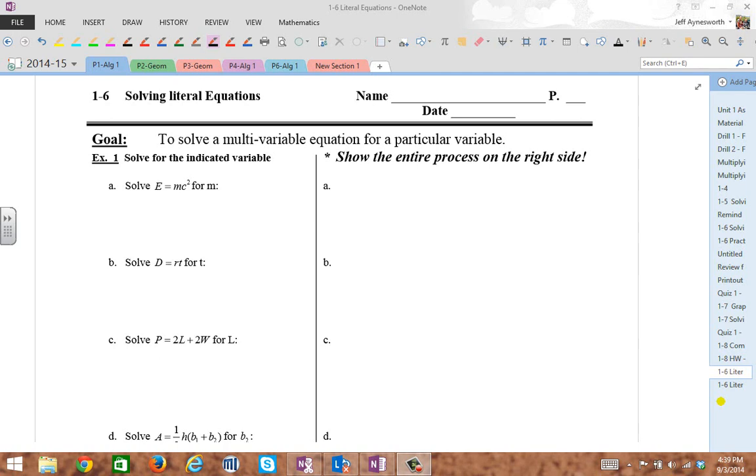Let's understand something here. A linear equation is one with multiple variables. We call it a multivariable equation here, where we want to solve for a particular one. So take a look at our goal right here. It sounds simple, but it's challenging for most students. For example, let's take a look at this first one here. We've got the famous Einstein equation, E equals mc squared, and we want to solve for m.